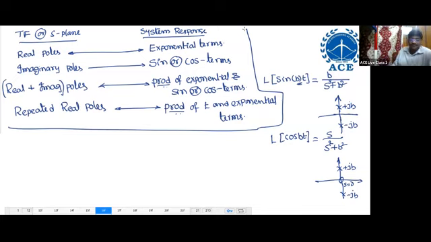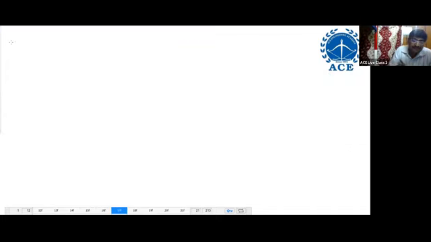Next problem. Find the transfer function.